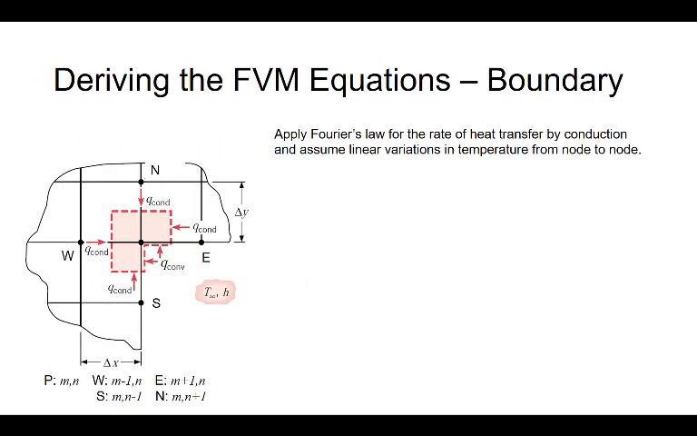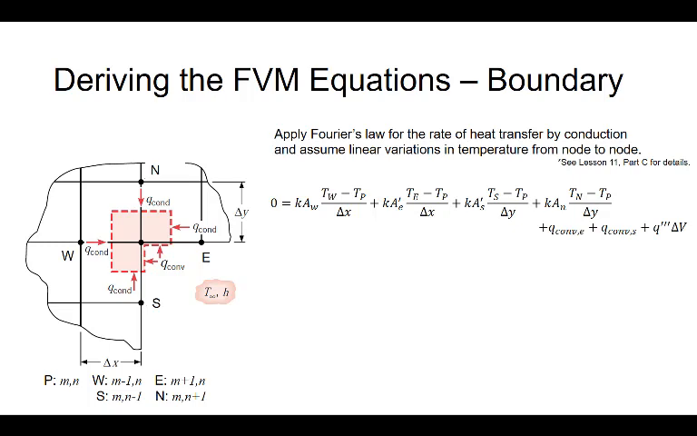We now apply the rate equations for heat transfer. We start with the conduction heat transfer. We apply Fourier's law for the rate of heat transfer by conduction and assume linear variations in temperature from node to node. Doing so allows us to substitute in for the temperature gradient at each of the faces across which there is conduction heat transfer: the west face, north face, half of the east face, and half of the south face. We also substitute in the areas associated with the heat transfer, since Fourier's law provides an equation for the heat flux, and we are interested in the overall rate of heat transfer. We have thus multiplied the flux by the appropriate area.